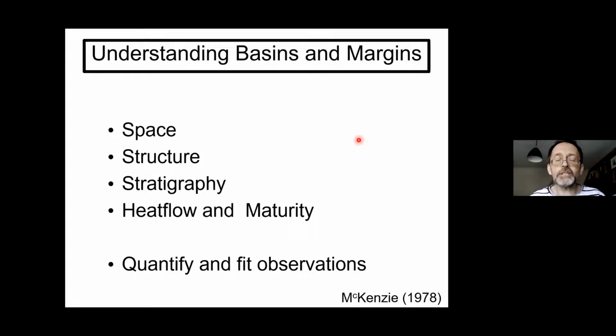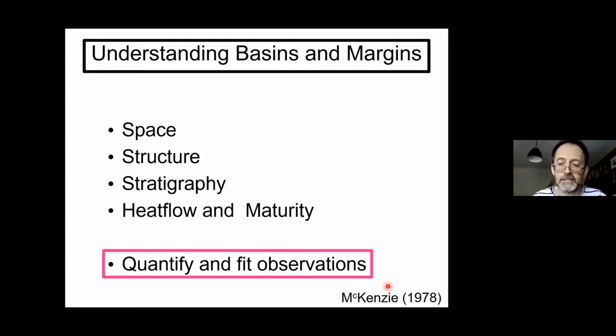Okay, so our understanding of how rifted basins and margins work has been around for a long time. Many of us are concerned with the way in which accommodation space is developed and how the structure at the base of sedimentary basins and margins grows, how that affects the stratigraphy, and then how that affects heat flow and maturation. And the name of the game is about how to quantify observations and then fit observations with simple theory. And it really goes back to the work of Dan McKenzie in the late 1970s.